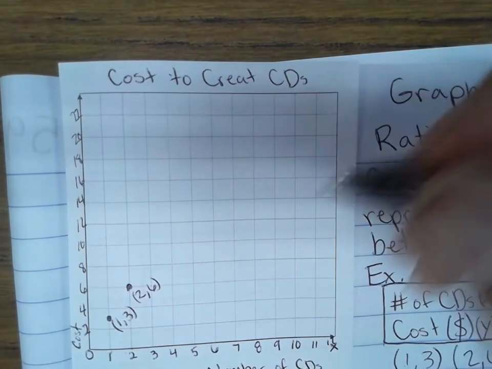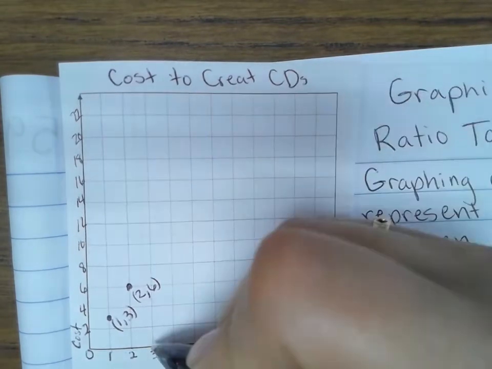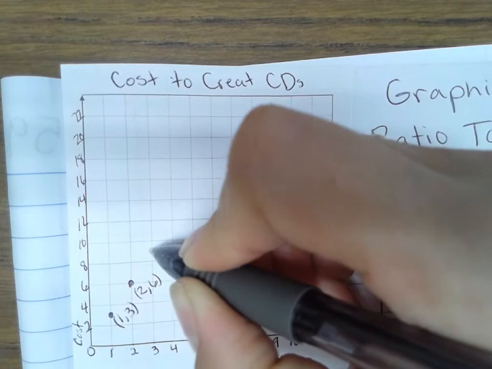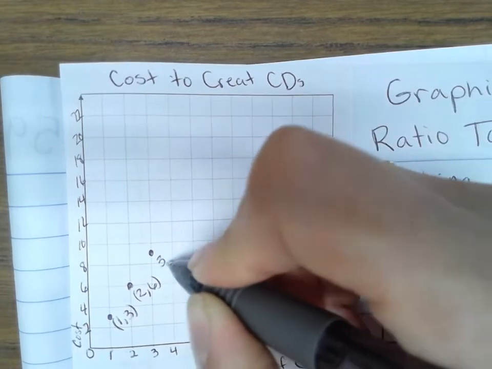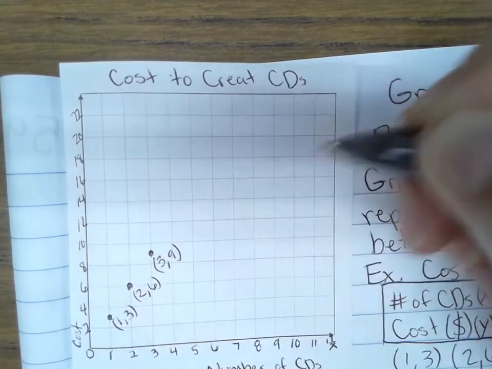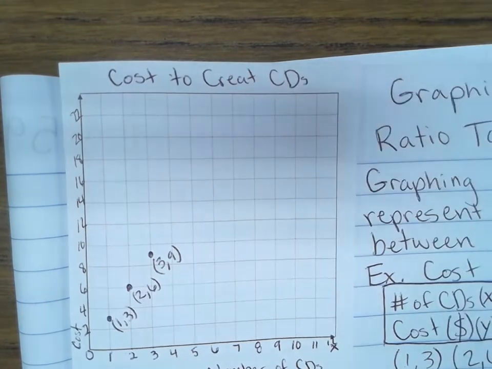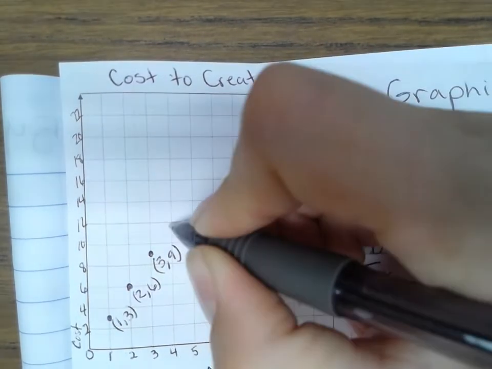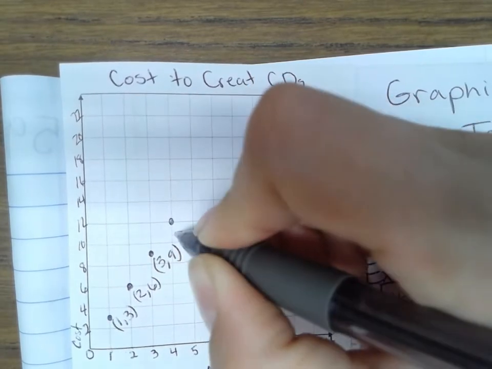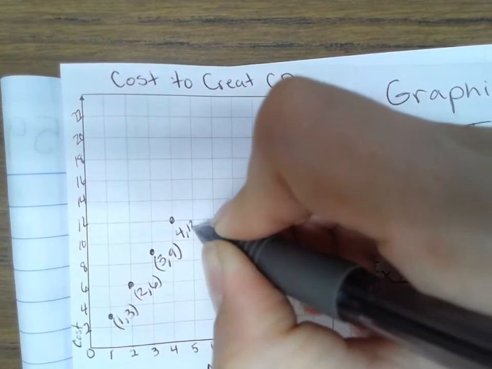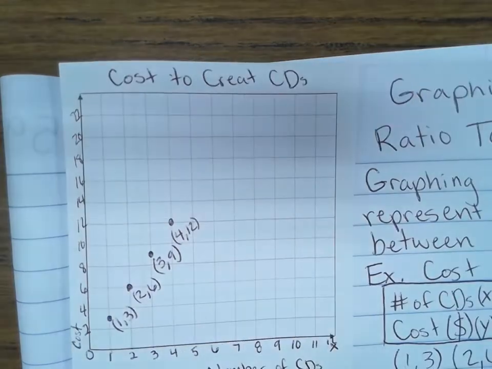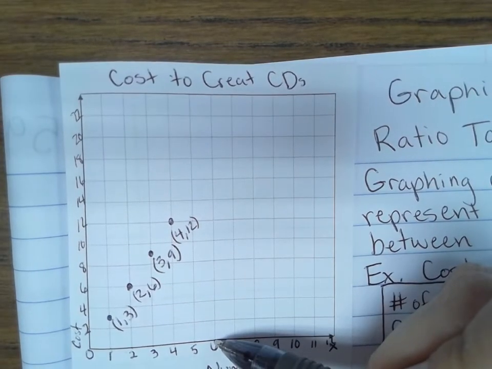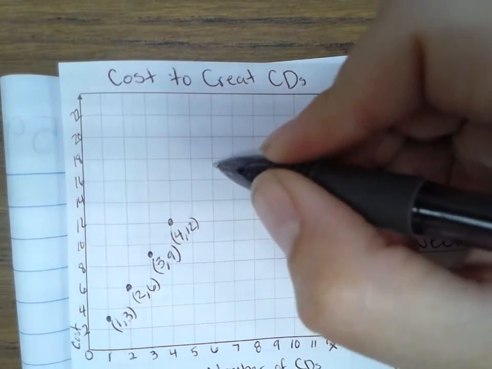Next one we had was 3, 9. So 3 CDs. 9 would be halfway between 8 and 10. 4, 12. 4 CDs. $12. Now notice these are all following a straight line pattern. Kind of interesting. Okay, 6 and 18.